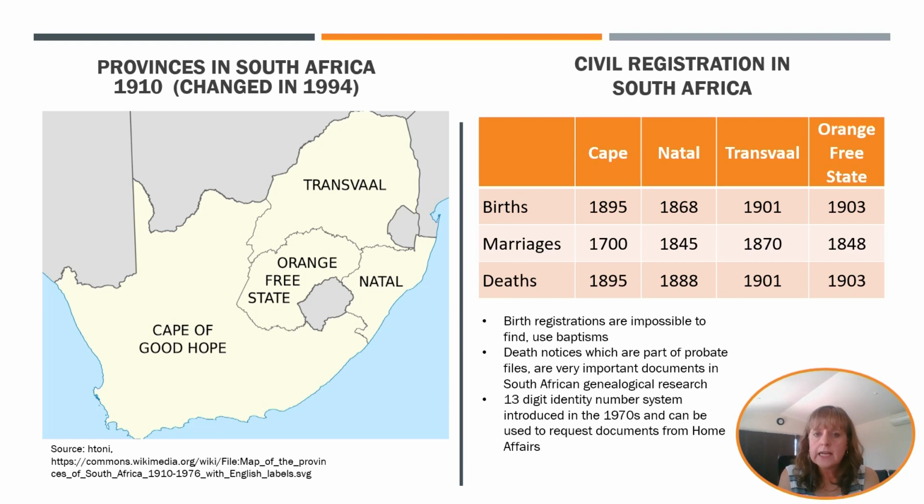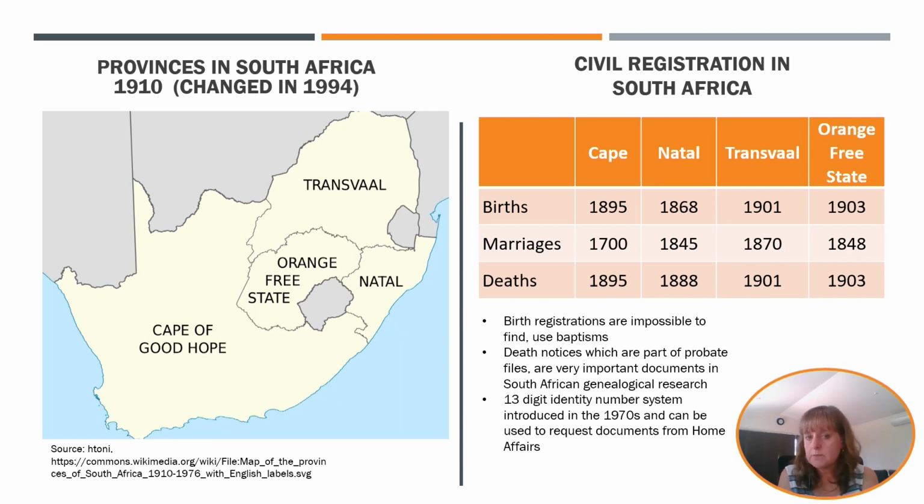On the right-hand side, I have included a table of the dates of commencement of civil registrations in the different provinces. This will give you some clarity on what can reasonably be found either in the archives or online.